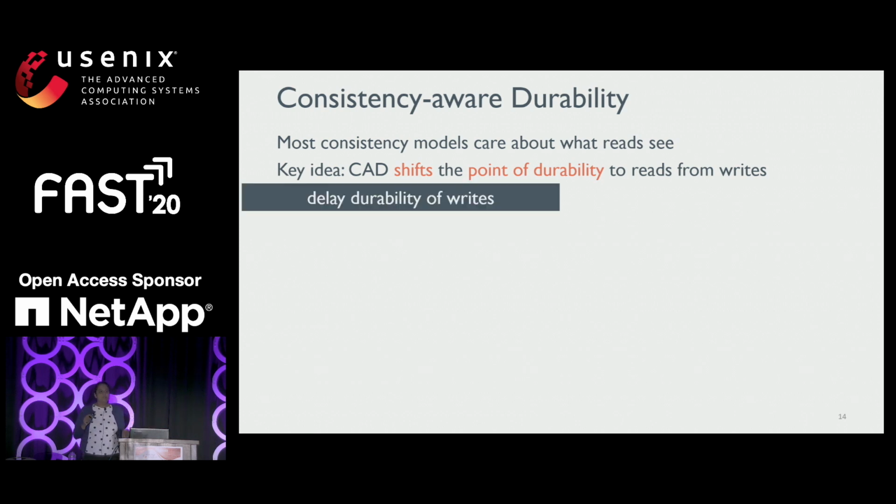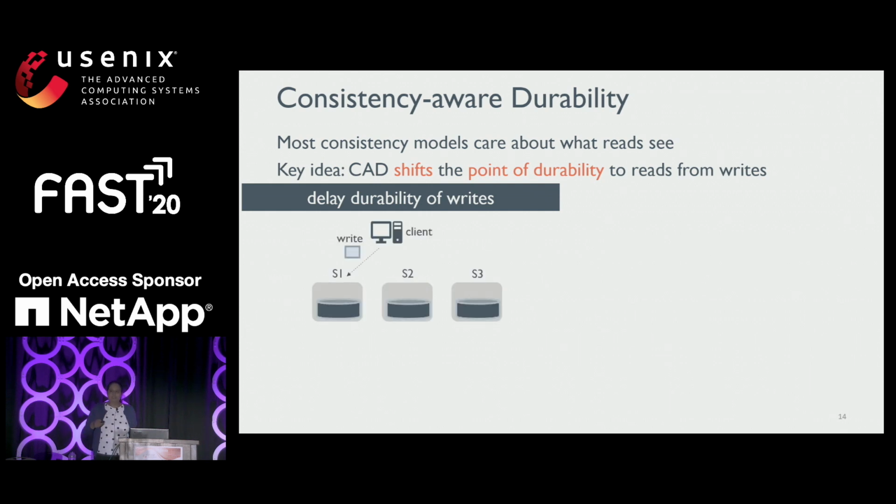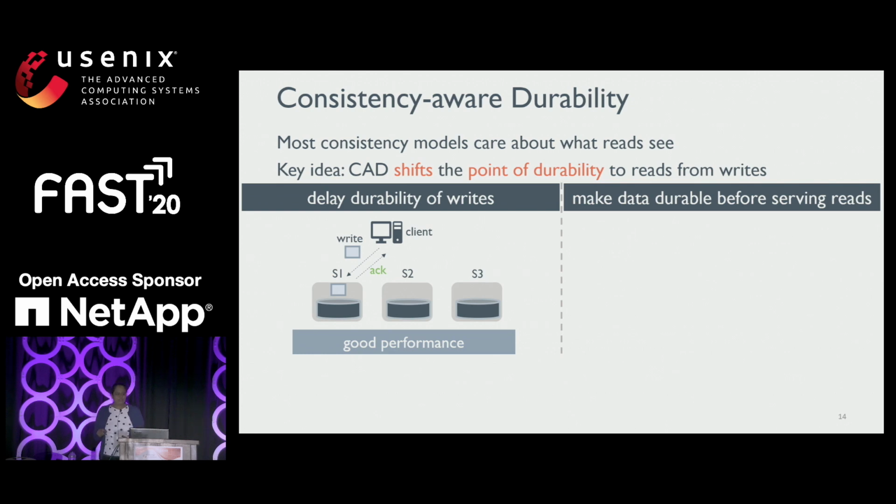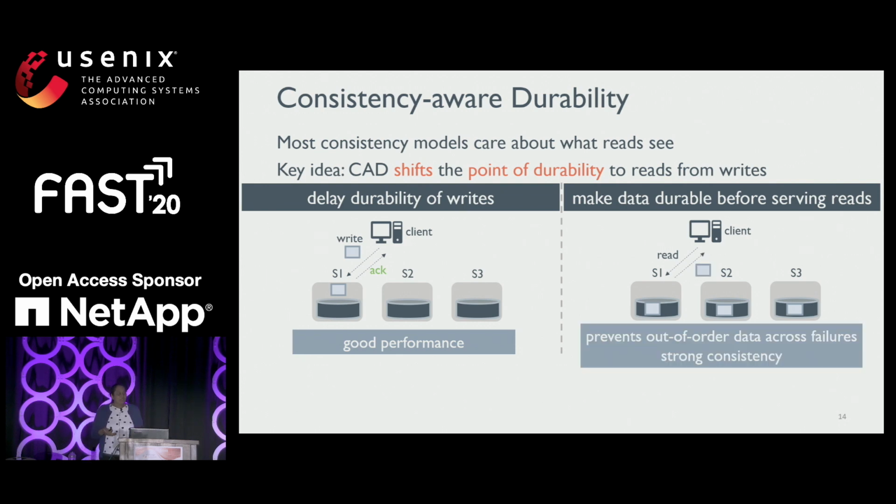That is, similar to eventual durability, we delay the durability of writes. We just buffer an update in one node's memory and immediately acknowledge the client. And this gives us good performance. However, unlike eventual durability, we ensure that the data item is made durable before we give out the data item on reads. That is, let's say a client wishes to read a data item that's not yet durable. We synchronously replicate this data item and persist it on many nodes before we return the read. This enables us to prevent out-of-order states across multiple client sessions and thus provide stronger consistency guarantees, even in the presence of failures.